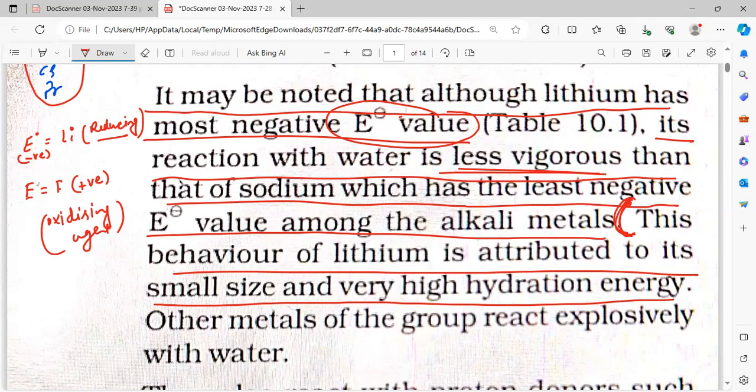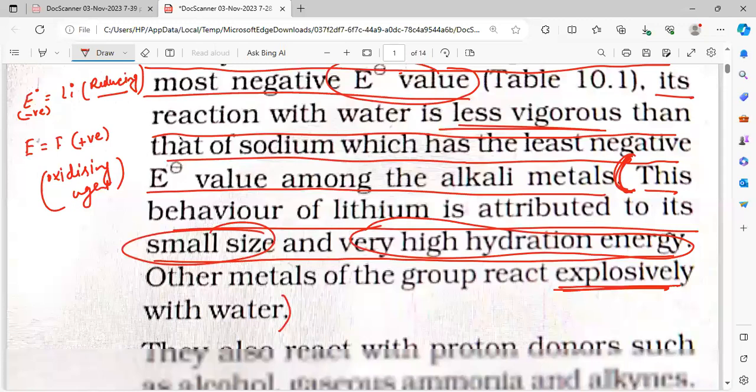Other metals of the group react explosively with water. Explosively means they catch fire. But lithium does not catch fire. Why is it not catching fire? They are saying this is the reason: this behavior of lithium is attributed to its small size and very high hydration enthalpy. Because of this, it does not catch fire, while other metals catch fire.